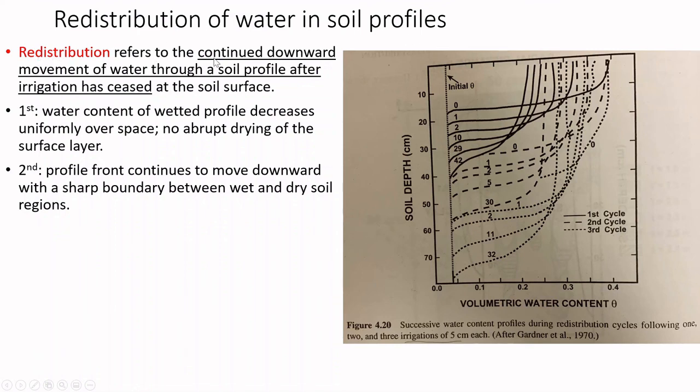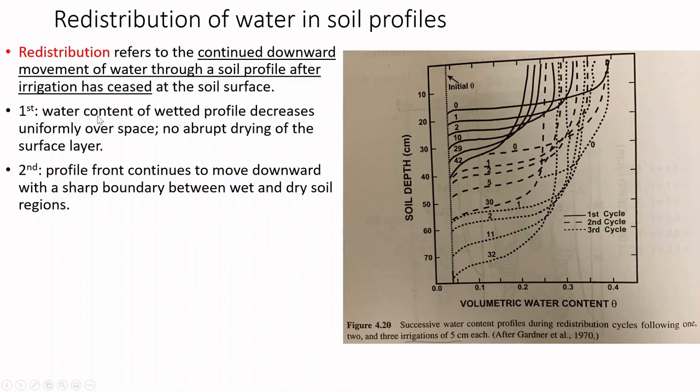Okay, so this slide shows the redistribution of water in the soil profile. Redistribution refers to the continual downward movement of water through a soil profile after irrigation has ceased at the soil surface. So it means that initially you provide irrigation to the soil, but then after some time, at t equals 0, you stop irrigation. This is an example. So you provide irrigation at the top of the soil, suddenly you stop irrigation. So what happened? The water initially has penetrated into the soil at t equals 0, and then when you stop the irrigation water, the water at the surface will continue to dry.